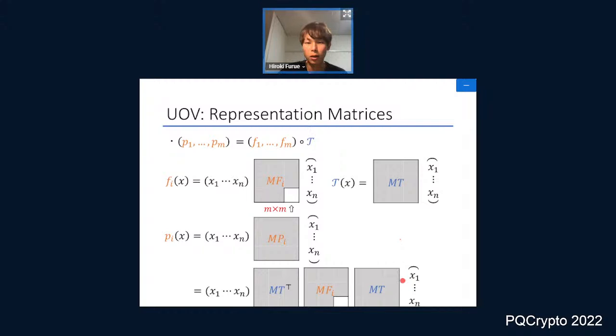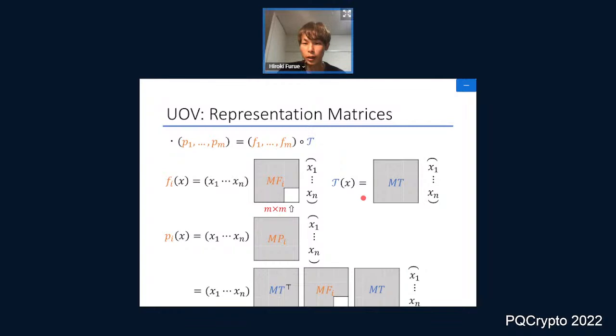And these public and secret keys can be represented as matrices like this page. For each component Fi of the central map F, we can take an n times n matrix M_Fi satisfying this relationship: Fi(x) equals (x1 to xn) times M_Fi times (x1 to xn) transpose. And then we can take this M_Fi like this one, whose lower right m times m submatrix is a zero matrix, because this part corresponds to the coefficients of quadratic terms in the m variables from x_{v+1} to xn.